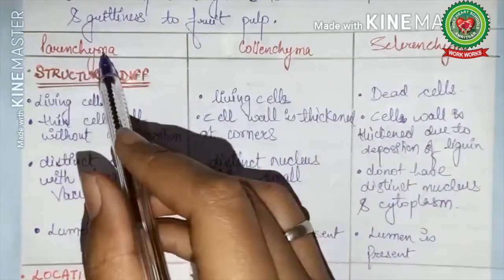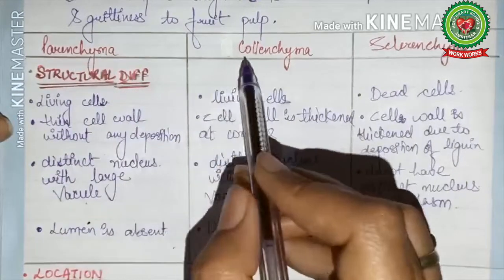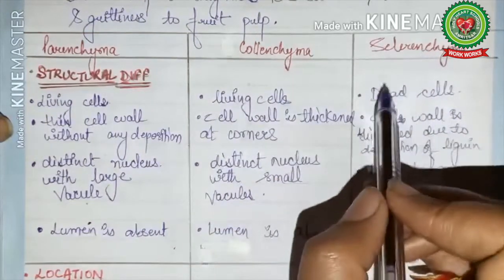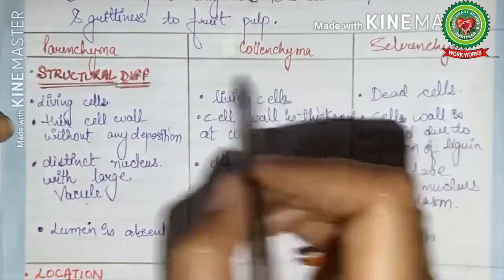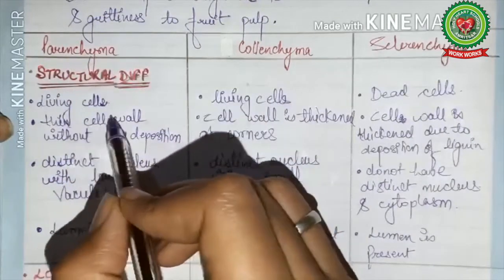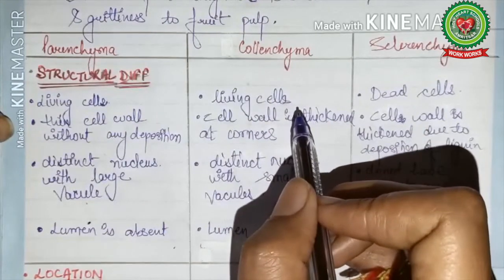If we talk about parenchyma, these cells are living, having thin wall. Collenchyma, living cells, having thin wall. Sclerenchyma, dead cells with thick wall. In case of parenchyma cells, there is no thickening of cell wall. In case of collenchyma, thickening of cell wall is restricted to corners.